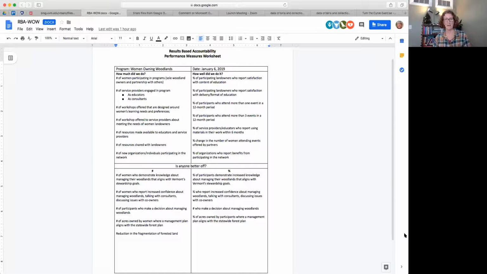So very quickly, Beth, just giving a reminder of what we've done and what program we're on. Sure. So the how much is, how many people are participating, women in particular, possibly breaking out women who own their woodlands as sole owners and those who own it in partnership with others. Service providers, the numbers of service providers.